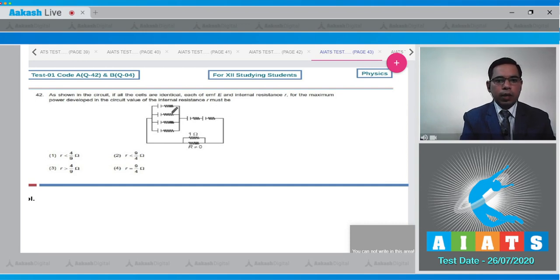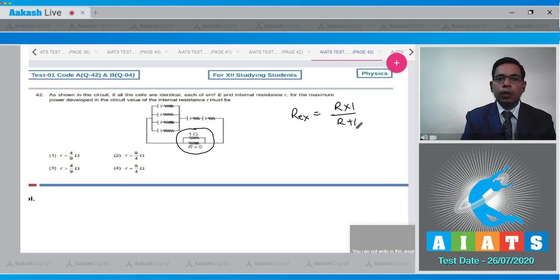Now dear student, there are 4 resistances in parallel and there are 2 cells. Just see the figure. Here 4 cells are in parallel with 2 cells in series, and these are in series combination. Now this is the R external. If we calculate R external, it will be equal to R into 1 upon R plus 1. And we can see that this R external is always less than 1 ohm.